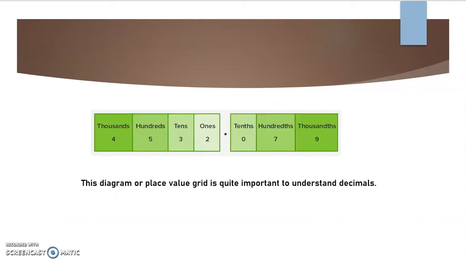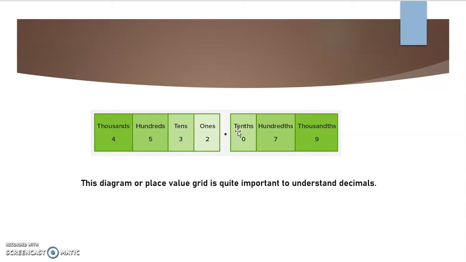Now we see this diagram. This is the place value grid. Now this place value grid is quite important to understand decimals. Why? I'll get back to that in a minute. In this place value grid, we have thousands, hundreds, tens, ones. We have done that in primary grades as well. What comes after the decimal point is something which we haven't done yet. So the immediate one that comes after the decimal point is tenths, then hundredths, and then thousandths.